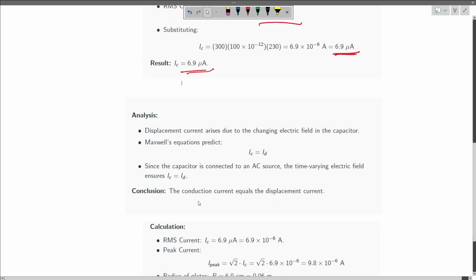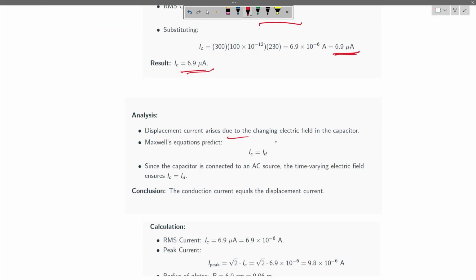Now let's calculate the displacement current. The displacement current arises due to the changing electric field in the capacitor, and Maxwell's equation predicts conduction current equals displacement current. Now since the capacitor is connected to an AC source, the time varying electric field ensures I_C equals I_D. So yes, I_C is equal to I_D here. The conduction current equals the displacement current.